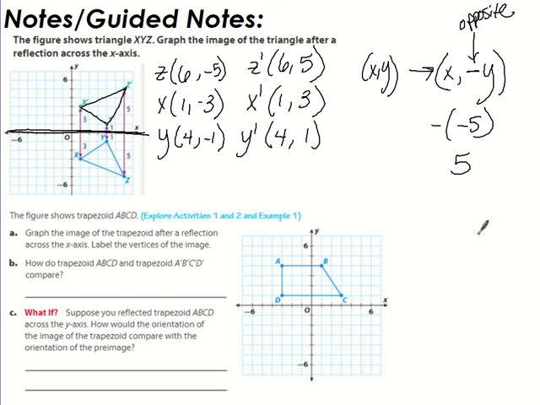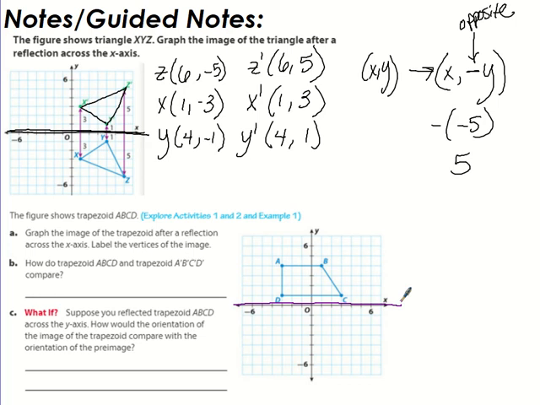All right, the figure shows trapezoid ABCD. Graph the image of the trapezoid after reflection across the x-axis. Label the vertices of the image. That means just make sure it says A, B, C, D prime. All right, so here's our x-axis. How do trapezoid ABCD and trapezoid ABCD prime compare? And then suppose your reflection of ABCD across the y-axis. How would the orientation of the image of the trapezoid compare with the orientation of the pre-image?